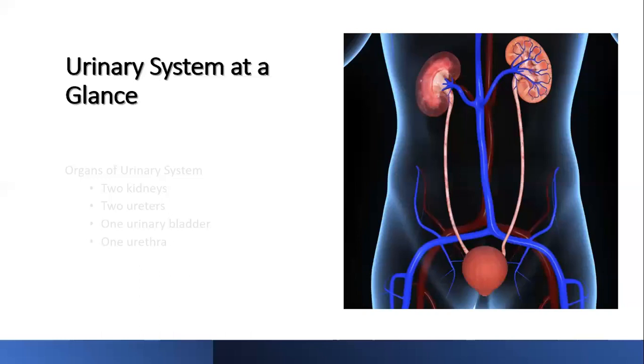The urinary system. Now, function of urinary system: maintain a stable internal environment, remove waste products, adjust water and electrolyte levels, and maintain correct pH of the blood. Urinary system consists of 2 kidneys, 2 ureters, 1 urinary bladder, and 1 urethra.